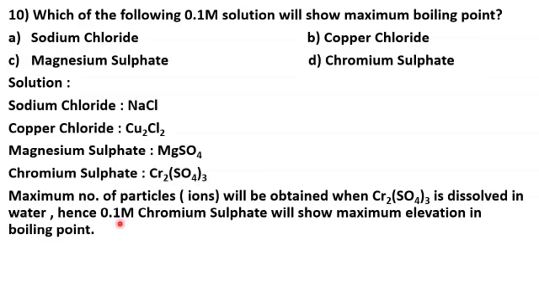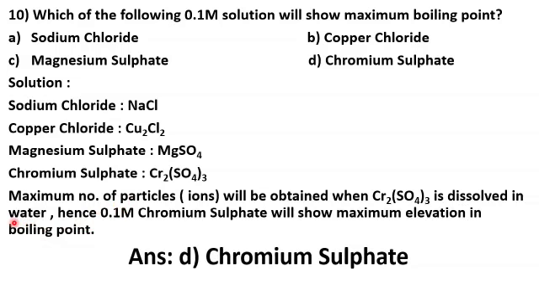Hence, 0.1 molar chromium sulfate will show maximum elevation in boiling point, because it is producing more particles, which will increase the elevation in boiling point. So the correct option is option D, chromium sulfate.